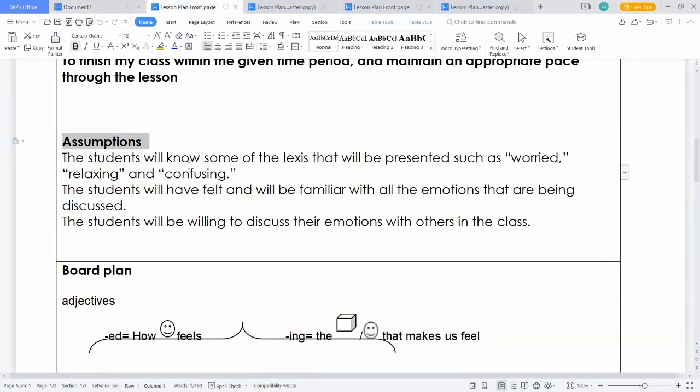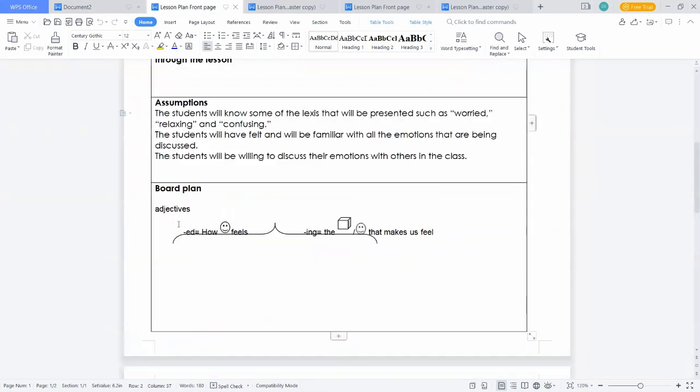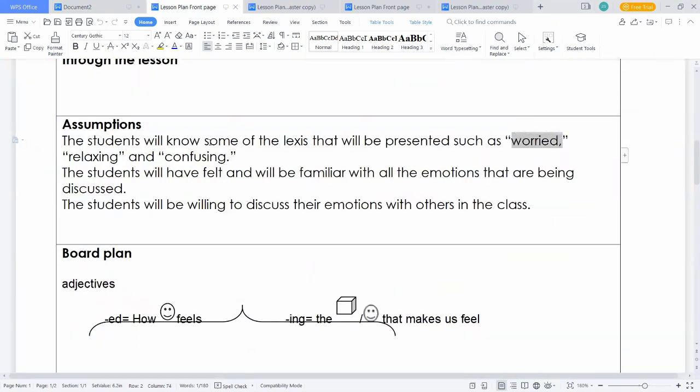The assumptions in this one were for a lesson I did on ed adjectives and ing adjectives. My lesson contained these words, which I believed my students would already know the answers to. Why is this important? Because when you go over this and think, I assume my students will know the meaning of relaxing, you then ask yourself, what if they don't?